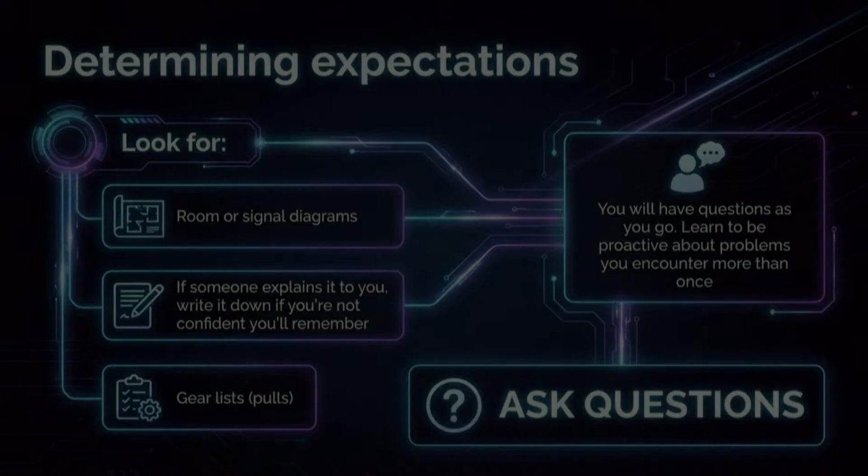Determining expectations. If there's not a room diagram or a signal diagram, making one is not a bad idea, even if it's on a napkin. If you show somebody a napkin and they say yes, that's now written proof that they agreed that what you're doing is correct. If there's a door on your napkin and then there's a screen on your napkin, nobody can say you didn't put the screen in the right place. You see the door on the diagram, you see the screen on the diagram, that's what I did. I asked, you said yes.